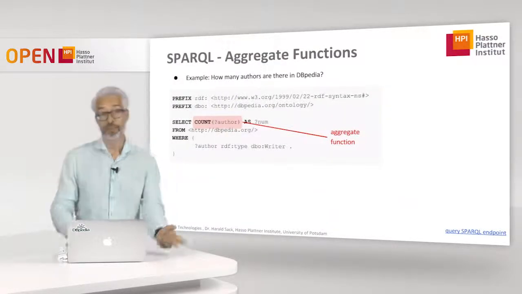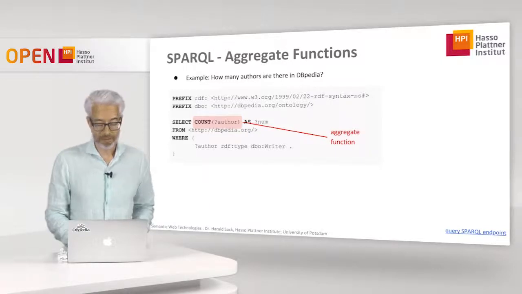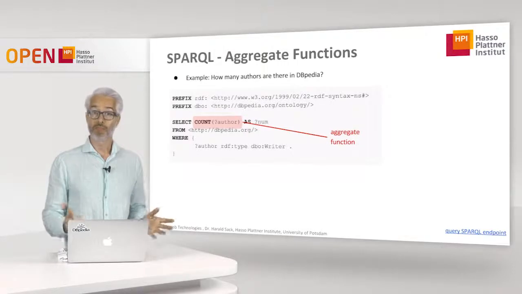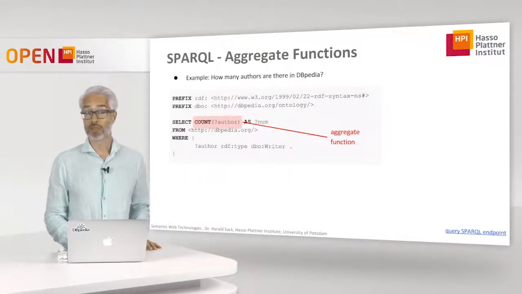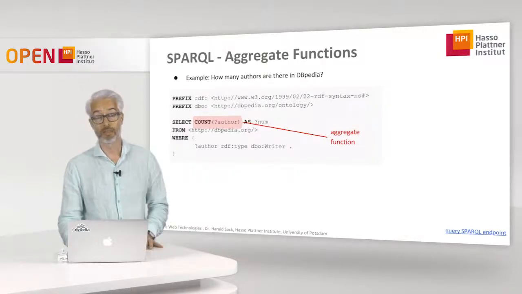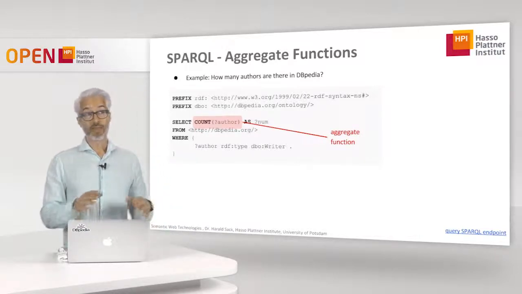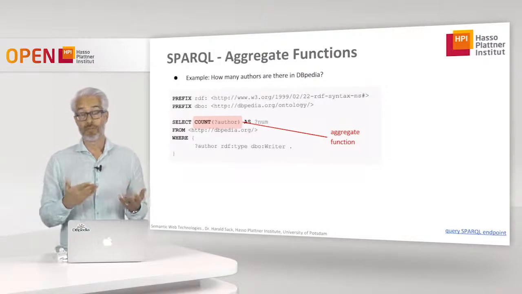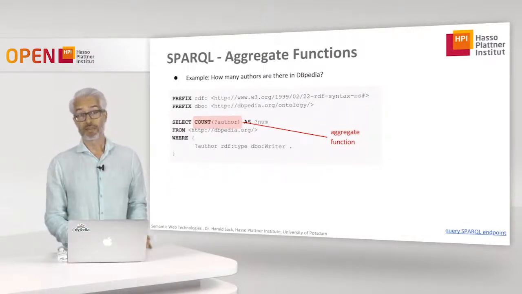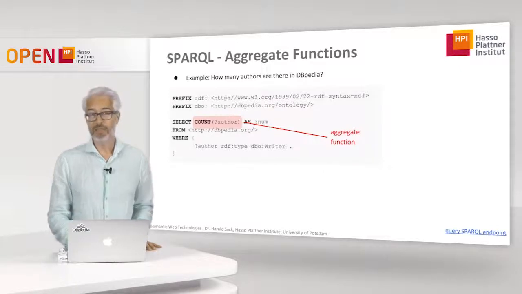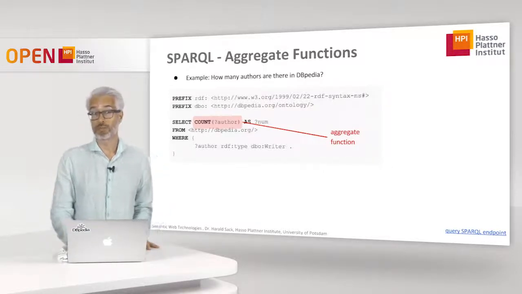Okay, the next point in SPARQL are so-called aggregate functions. You maybe already know aggregate functions from SQL, from relational databases. So it's quite similar here. What you can do, for example, is not generate a list of all possible rows that somehow fit an expression in your query. You can simply count these rows that would be in the result.